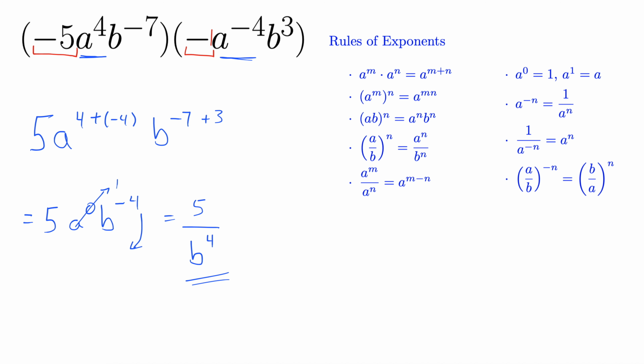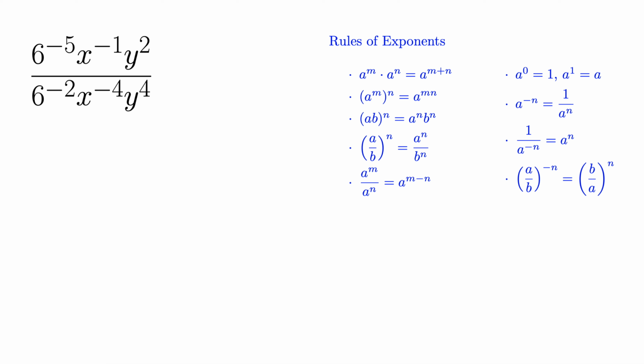Let's try another one. Here we have 6 to the negative fifth, x to the negative 1, y squared, all divided by 6 to the negative 2, x to the negative 4, y to the fourth. All right, again, pause the video, work this on your own, see if you can get this to come out, then we'll compare notes in a little bit.